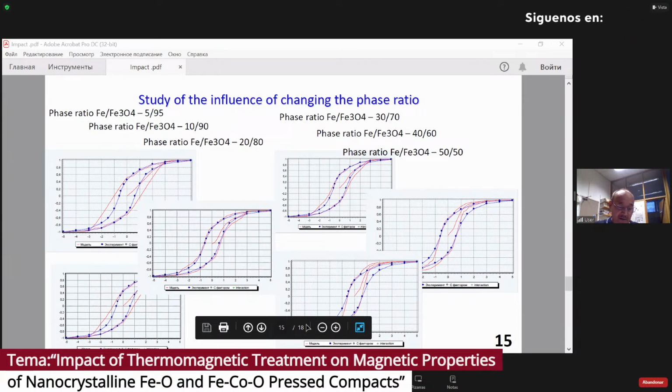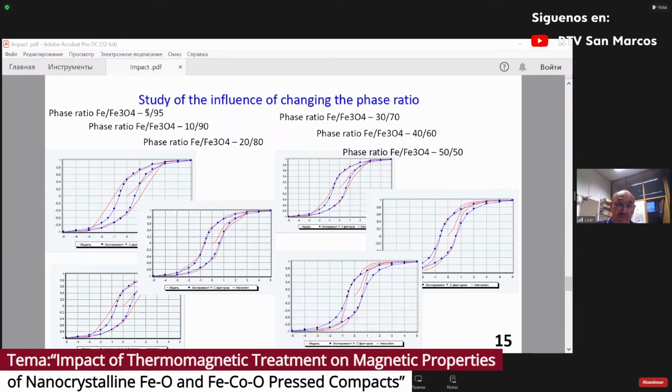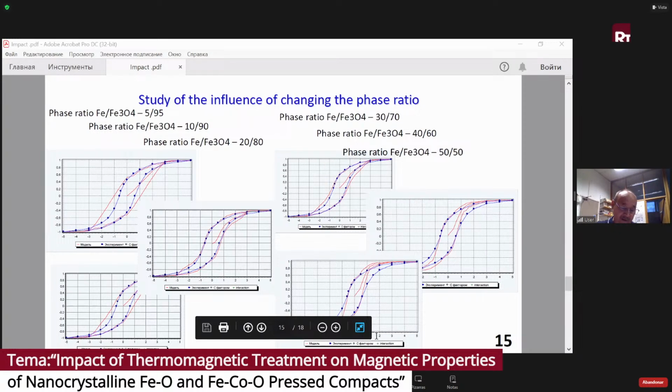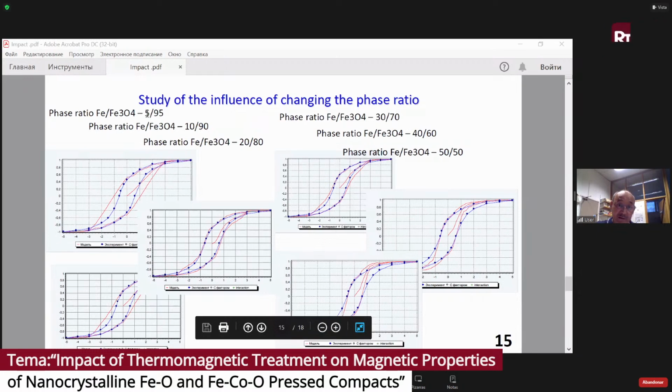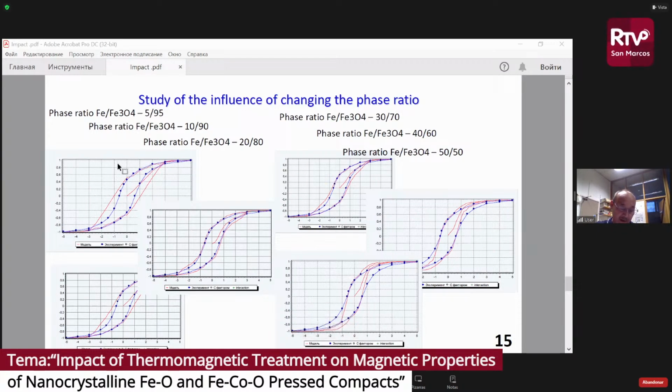Also, we observe the changes in magnetic properties when the parameters of the ensemble were changed. You see here the amount of iron we change from 5 to 10, 20, 30, and 50%. A change in the phase ratio with the other parameters unchanged affects the properties of the ensemble. You can see the decrease in the iron fraction leads to a slight decrease in the coercive force, down to 550 oersted at a fraction of 5% iron. Increasing the iron fraction leads to a monotonic increase in the coercive force.